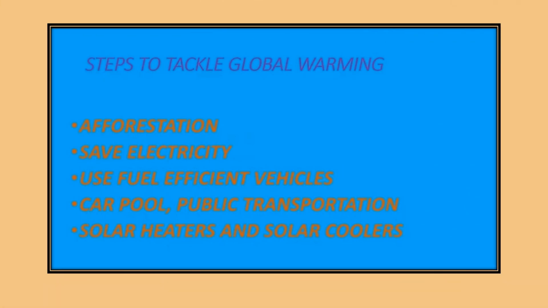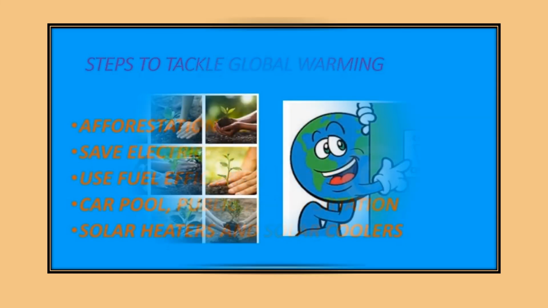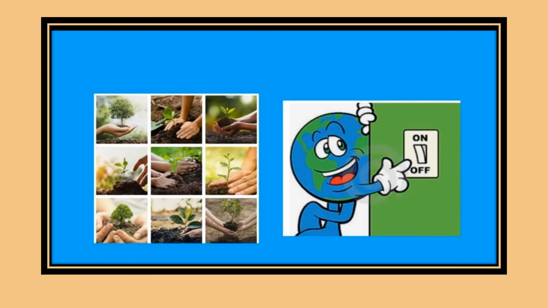Steps to tackle global warming are afforestation, saving electricity, using fuel efficient vehicles, carpooling, public transportation, solar heaters, and solar coolers. We should plant more and more trees to increase oxygen and decrease carbon dioxide. We should save electricity. We should switch off lights or fans when not in use. We should use solar water heaters and coolers so that electricity can be saved.